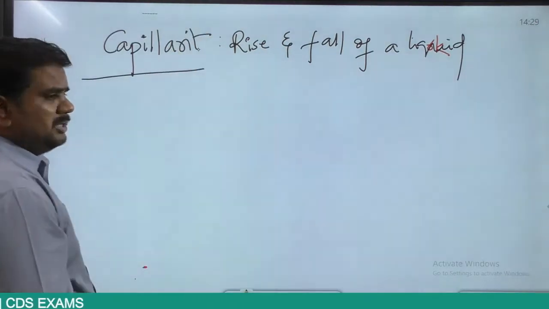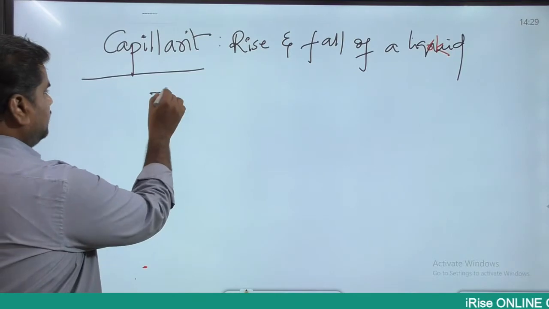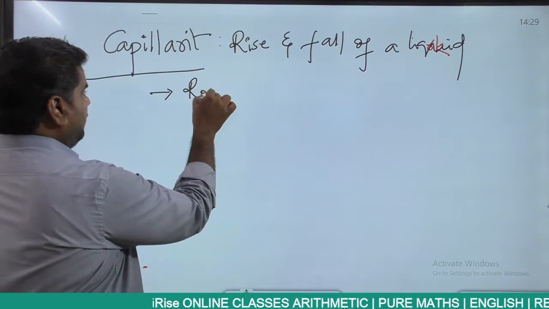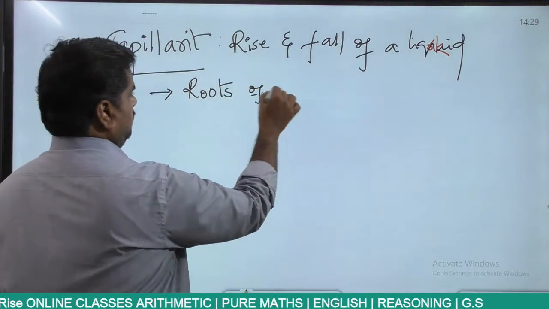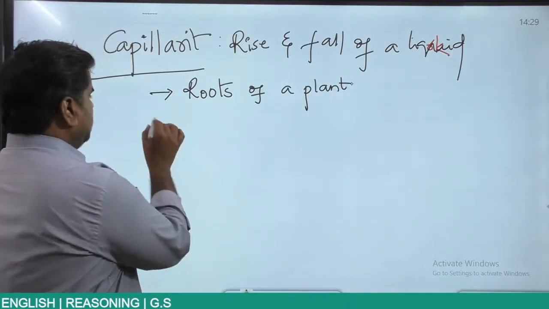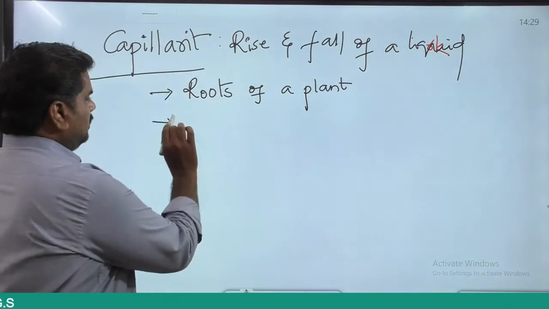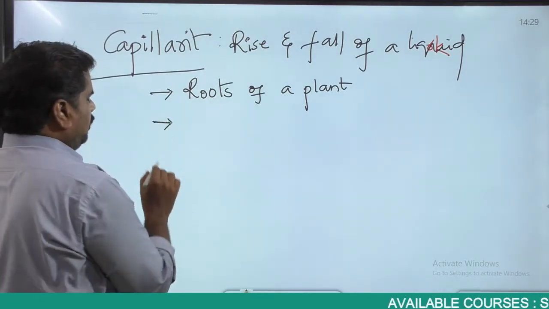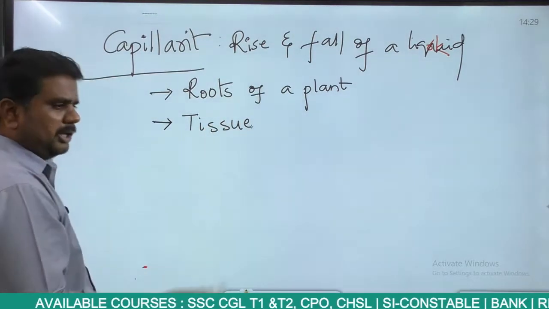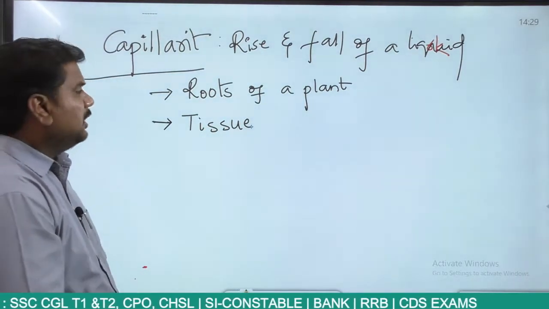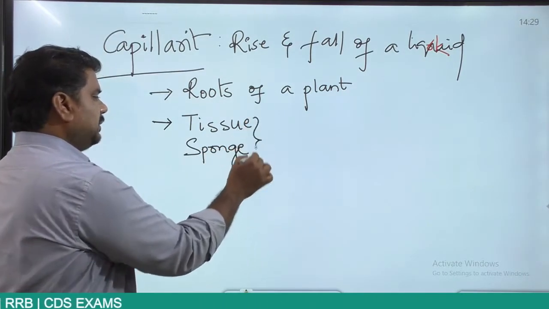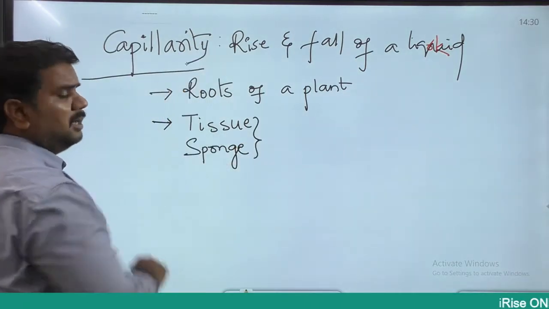Now, capillarity has got a number of applications in our day-to-day life. The first and foremost thing is absorption of water by the roots of a plant. At the same time, absorption of water by tissue paper, or else you can say blotting paper, and the case of a sponge. The absorption of water by all these particular substances is based on one particular thing called capillarity.